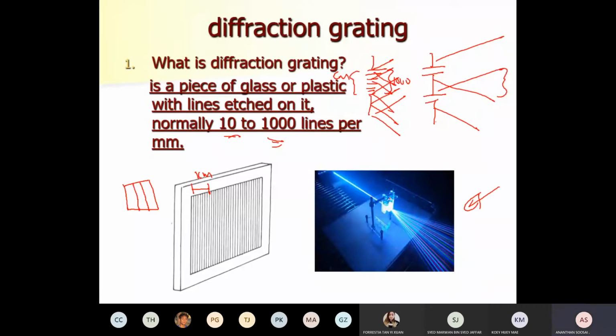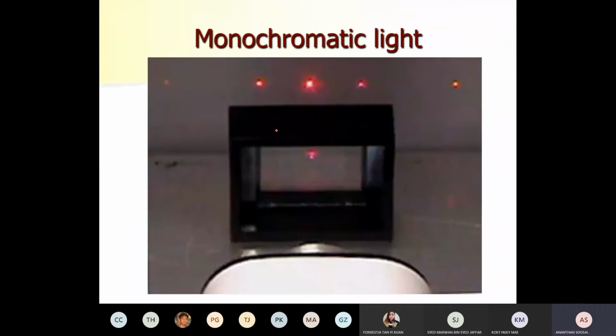So this is your diffraction grating. It has a lot of lines in between, many sources, we say. Double slit has only 2 sources. Diffraction grating has 1,000 sources within just 1 cm of length. This is one appearance of a diffraction grating. This white part consists of the 1,000 lines per centimeter on it.